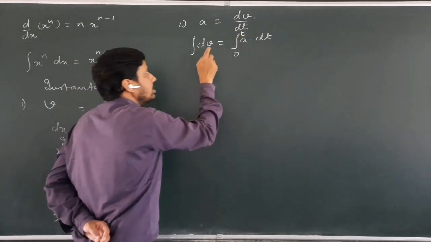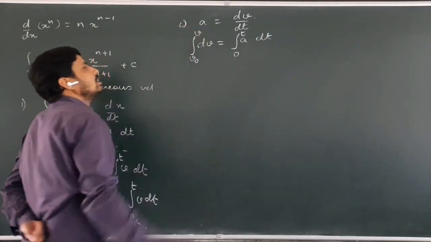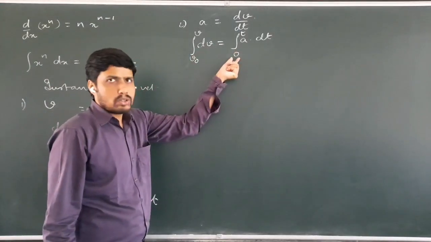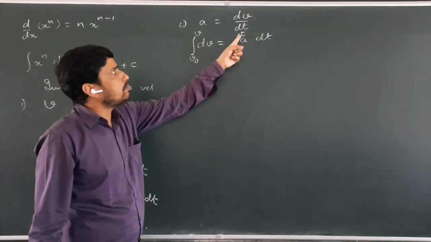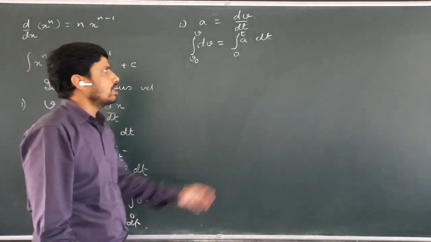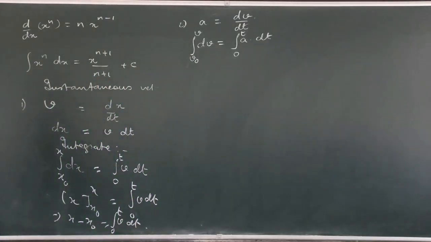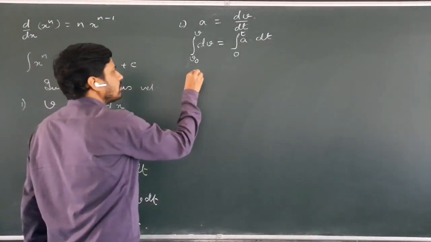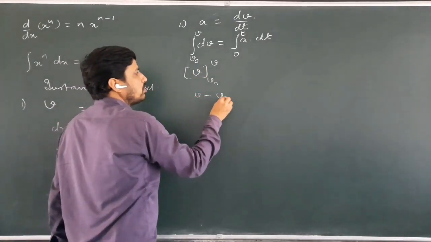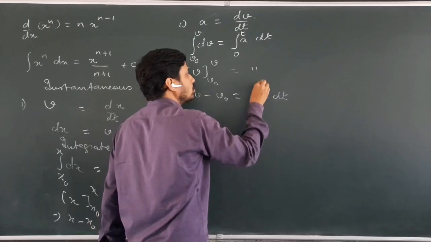Here the variable is v, so speed initial to final. We will take the limits. So v naught is the velocity at time t is equal to 0 and v is the velocity at time t is equal to t. So v naught is the initial velocity, v is the final velocity. If acceleration is given, then you can find this particular expression for velocity. Integration dv will become v and the limits will be from v naught to v. This becomes v minus v naught and that RHS we have the same thing, that is integration a dt from 0 to t.